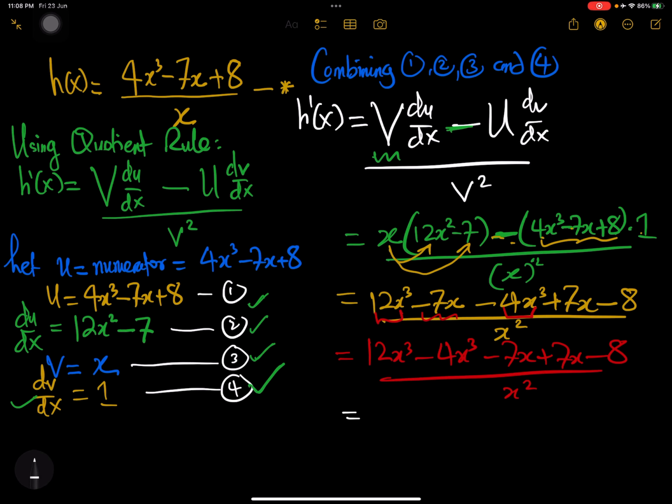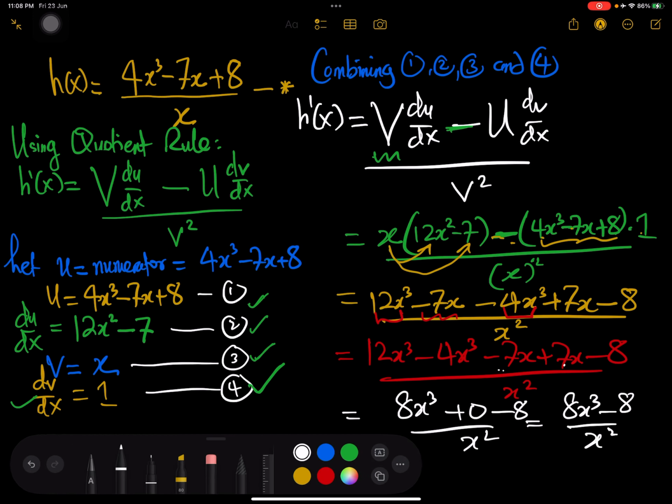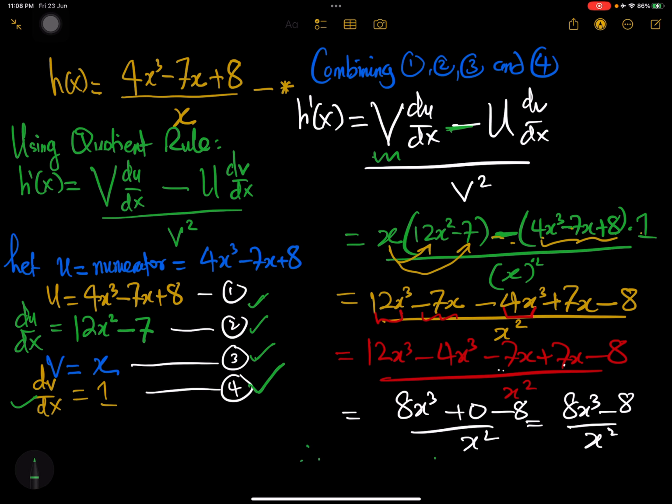And we are going to end up having 8x cubed in the numerator. This is plus 0, since negative 7 plus 7 is 0. Minus 8 divided by x squared. So we're going to have 8x cubed minus 8 divided by x squared. Therefore, our h prime of x is equal to, taking 8 out, 8 times x cubed minus 1, all divided by x squared. That's our final answer.